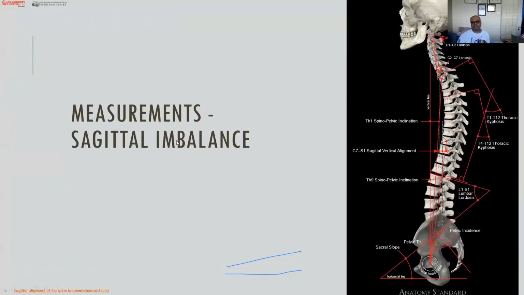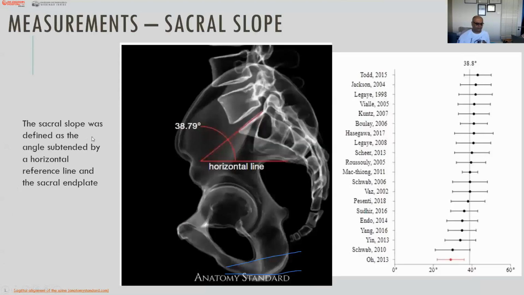Now, measurements. This is a complex slide. It tells you about all the various methods of looking at it, but I have divided them for easier understanding. Now, sacral slope is one of the very important parameters for sagittal balance. It is the inclination of the end plate to the horizontal line. We can see that here.